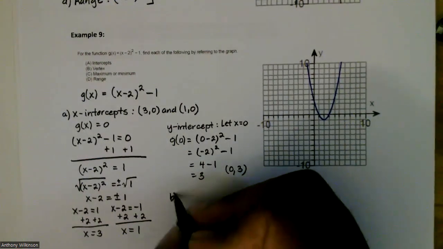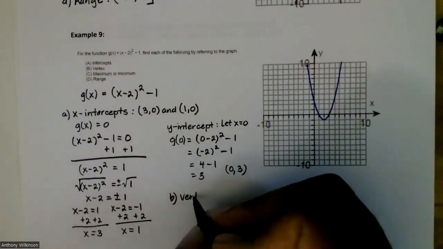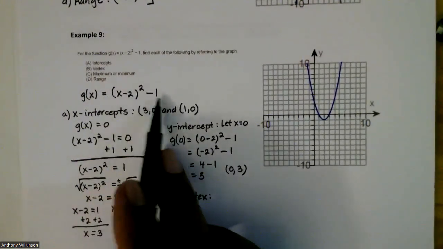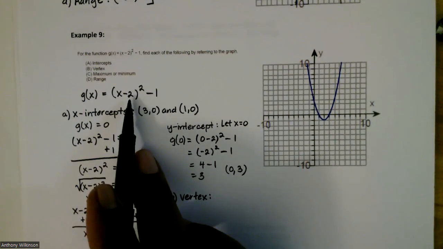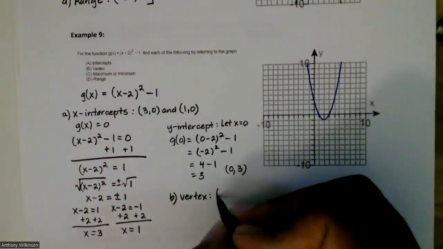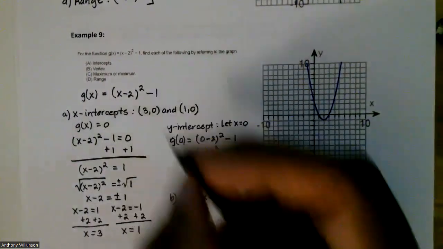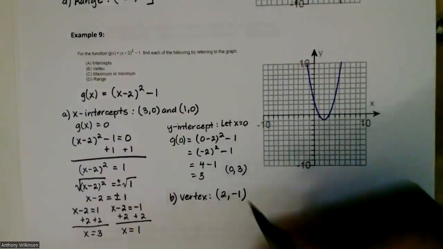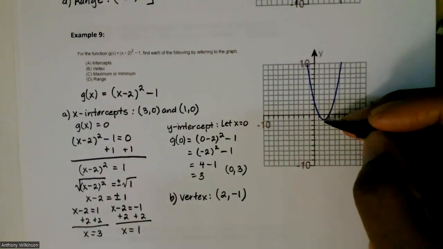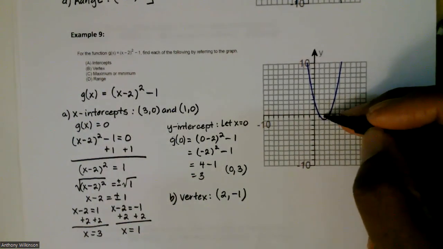Now, part B is finding the vertex. Again, you can get that from the graph, or we can use (h, k). h is always going to be the opposite sign here. It says negative 2, so that 2 will have to be positive 2. And then the k, of course, is negative 1. And you can verify from right here, because here's the vertex, (2, -1), to the right 2 and down 1.